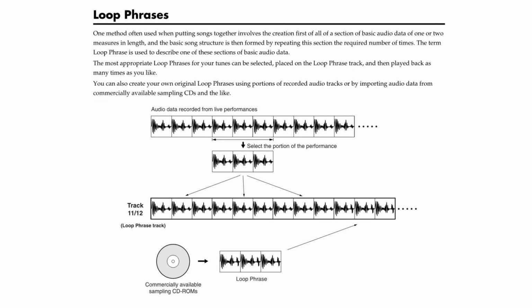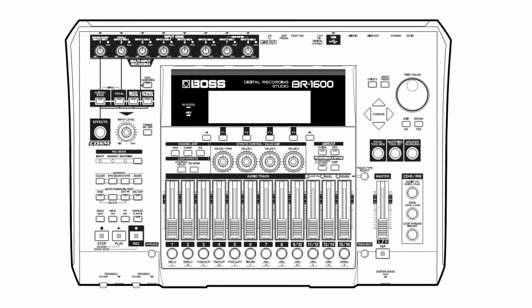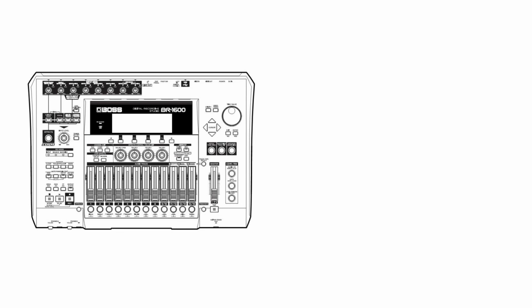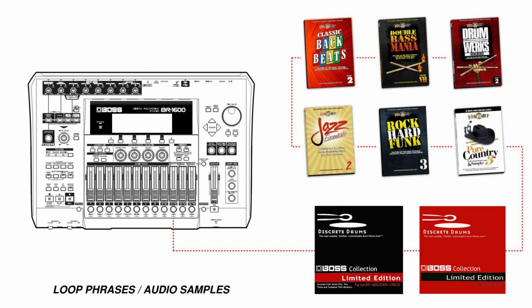Loop phrases are the BR1600's method of being able to use audio samples in an arrangement. They are generally 1 or 2 measures in length, but can be up to 30 minutes long. The BR1600 has a dedicated loop phrase track on track 11/12, and when used in conjunction with a rhythm arrangement, it allows you to sequence loops, repeating them as needed within an arrangement. Loops can either be created using portions of recorded audio tracks or by importing data. This can be either using your own data or commercially available samples.